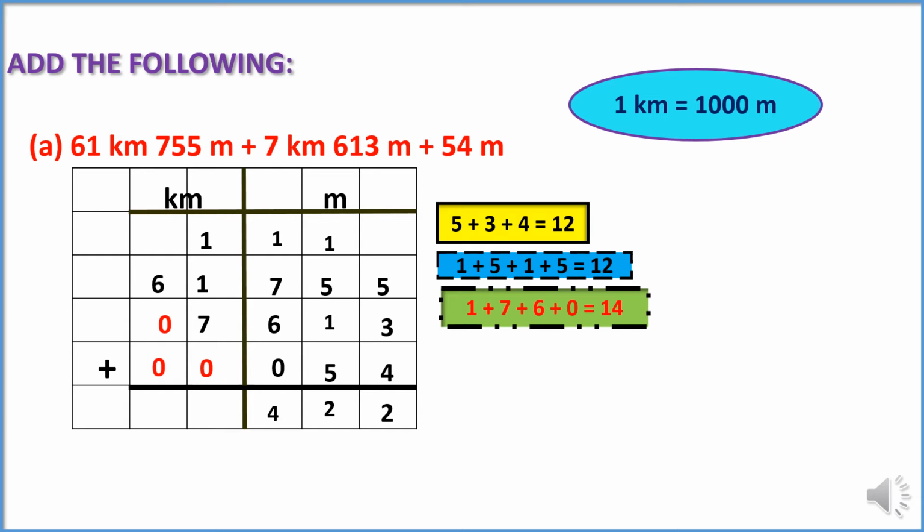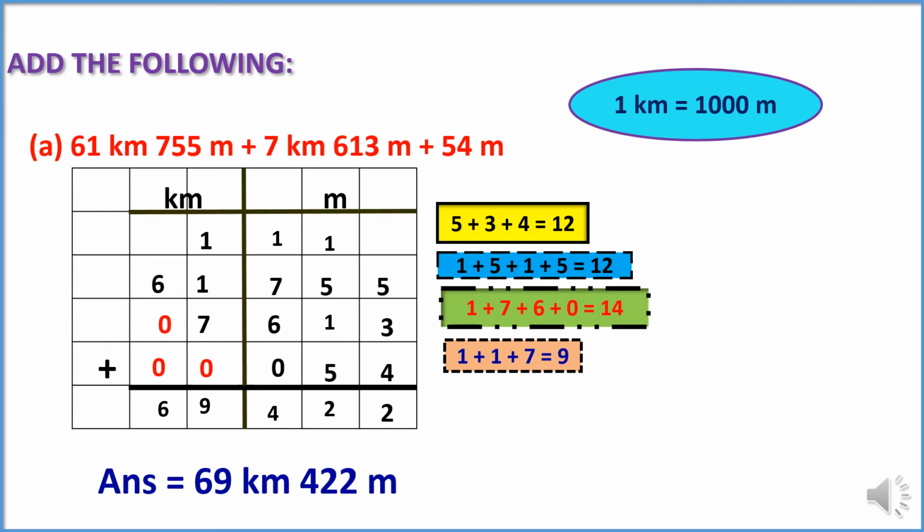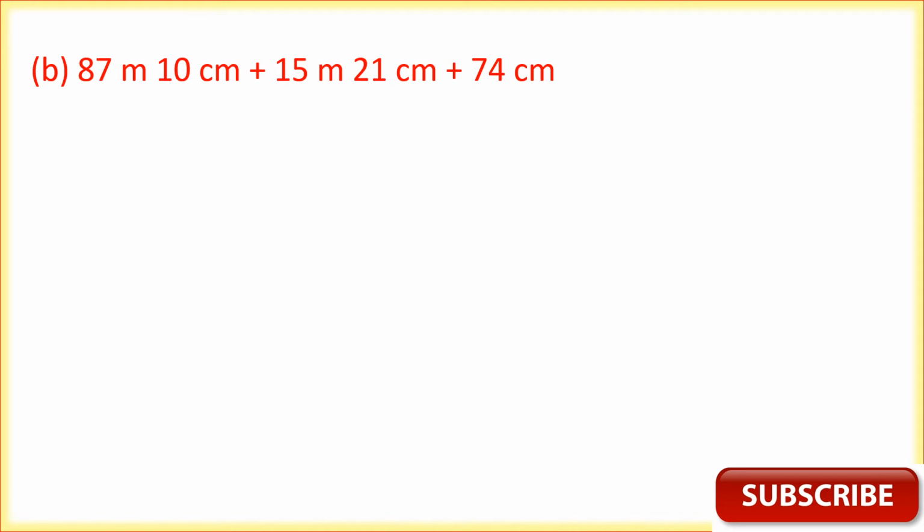Now we will add kilometers column. 1 plus 1 plus 7 is equal to 9. And 6 plus 0 is 6. So children, the answer is 69 kilometers 422 meters. 87 meters 10 centimeters plus 15 meters 21 centimeters plus 74 centimeters.